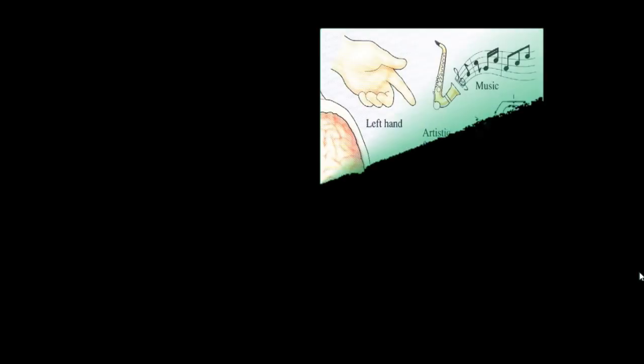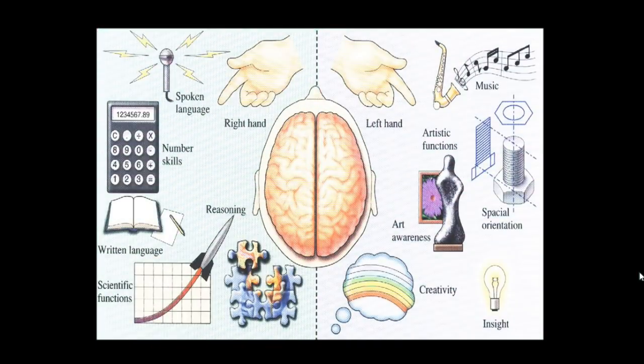We have lots of drawings on this. This is nice too. Take note. The left-handed people with a dominant right brain are more artistic. They have awareness for the arts. They're more creative. They have more insight and spatial orientation. That's a function of a right brain dominant person. However, the left side is more about language, number skills, written language, reasoning.